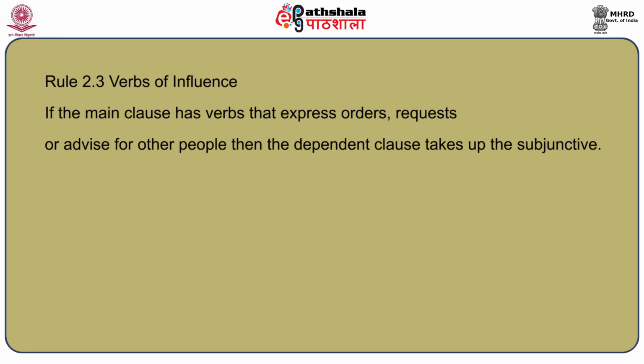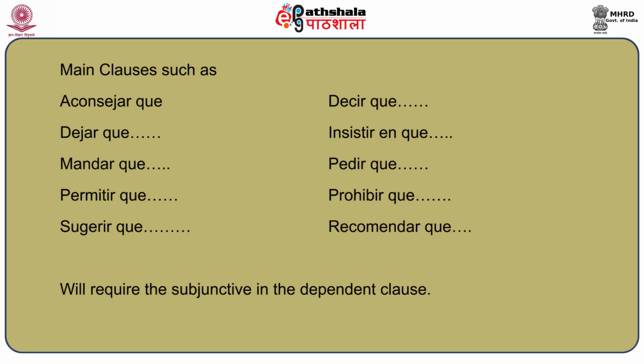Rule 2.3, Verbs of Influence. If the main clause has verbs that express order, request, or advice for other people, then the dependent clause takes up the subjunctive. Main clauses such as aconsejar que, dejar que, mandar que, permitir que, sugerir que, decir que, insistir en que, pedir que, prohibir que, recomendar que, all these will require the subjunctive in the dependent clause.